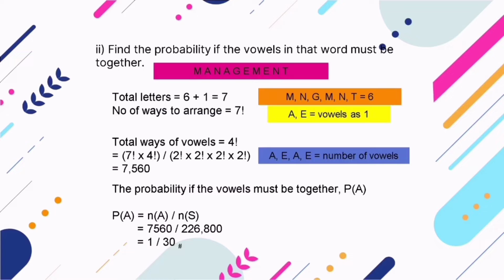The probability if the vowels must be together is P(A) equal to N(A) over N(S), which is 7,560 divided by 226,800. So, the answer will be 1 over 30.